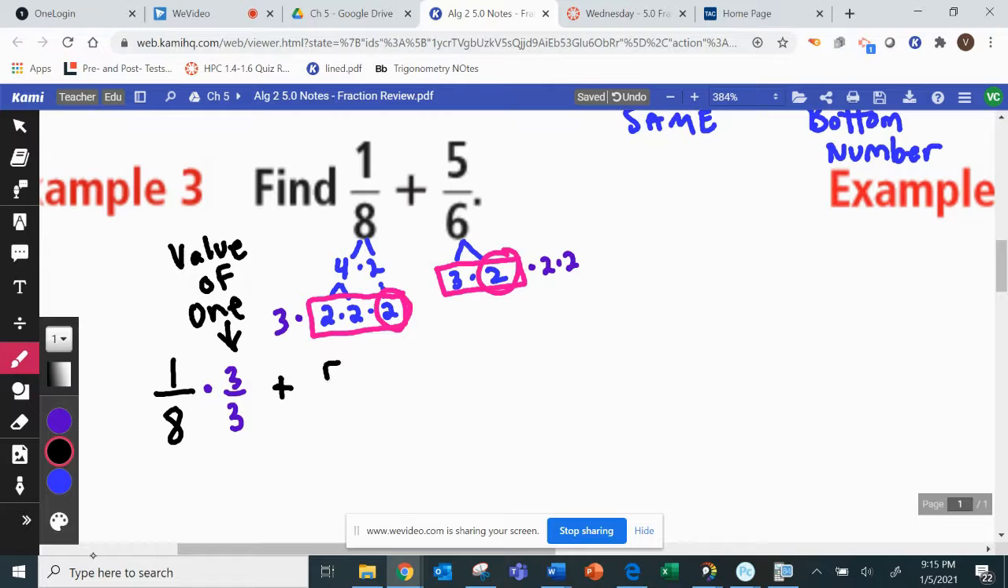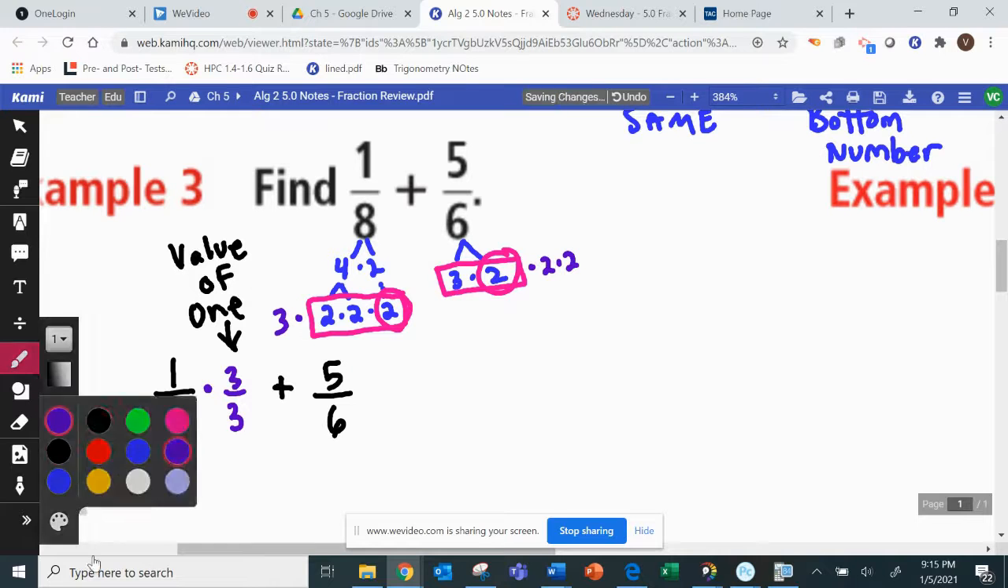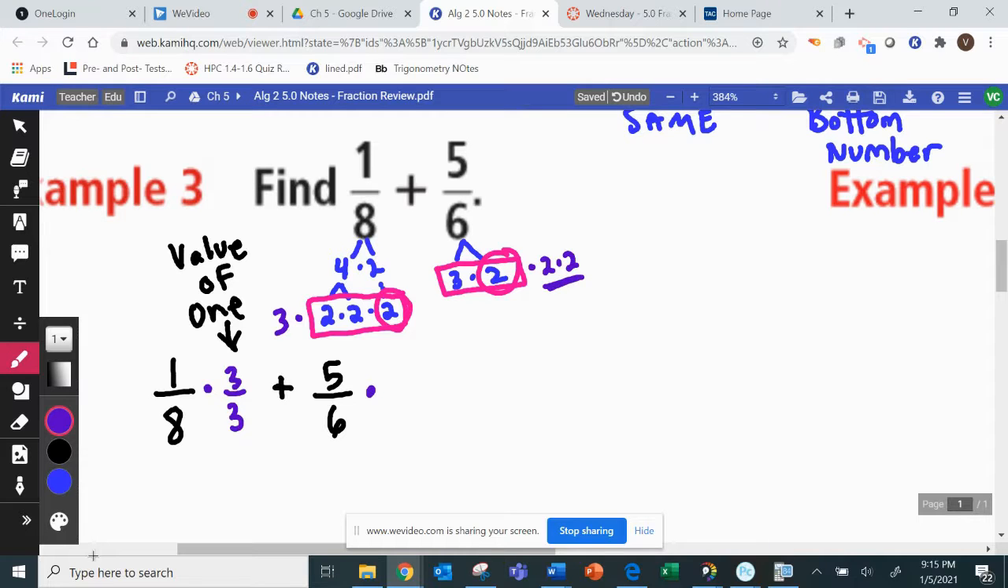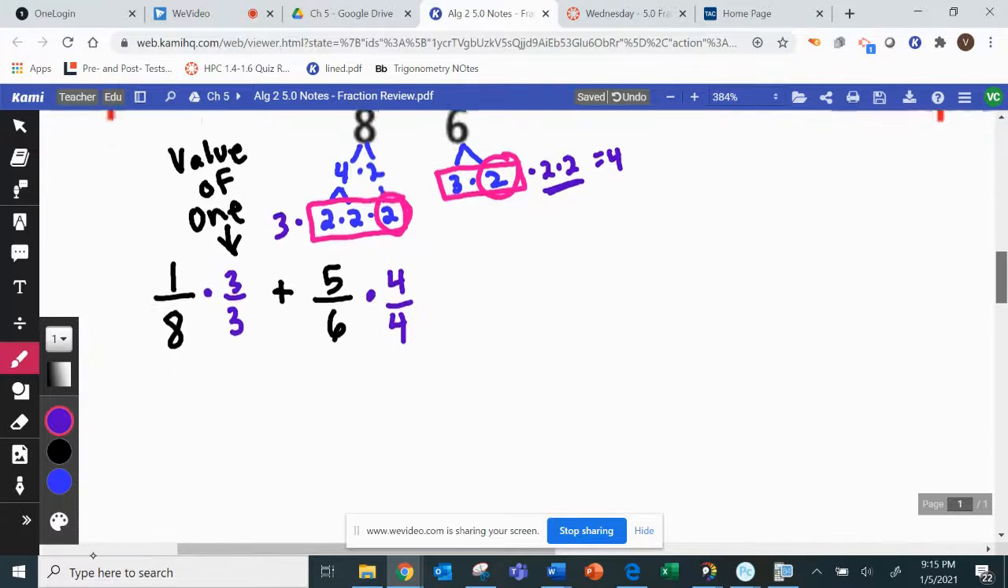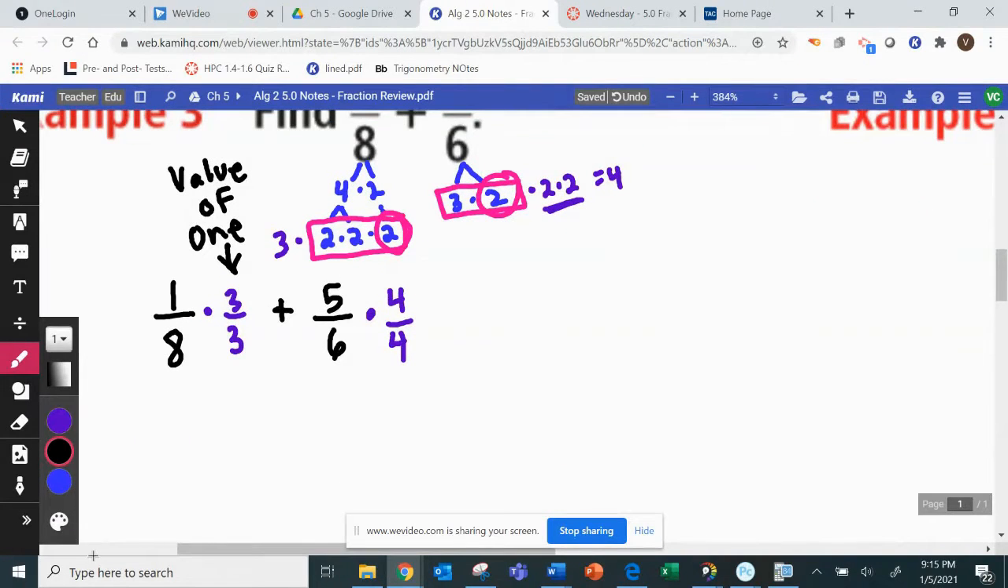And we're going to do 5 over 6. And we're going to multiply by a value of 1, which gives us 2 2's. So 4. So I'm going to multiply by 4 over 4. That equals 1. So when I do that, and I multiply fractions, how do I multiply fractions? Oh gosh, that's our next lesson. Maybe we should have done it first.